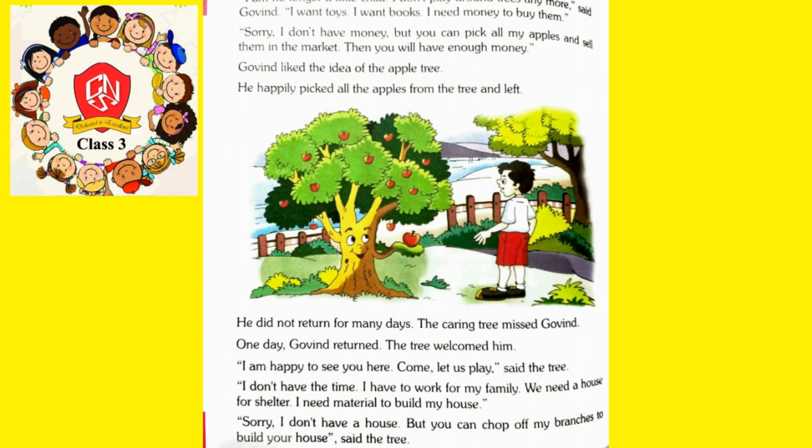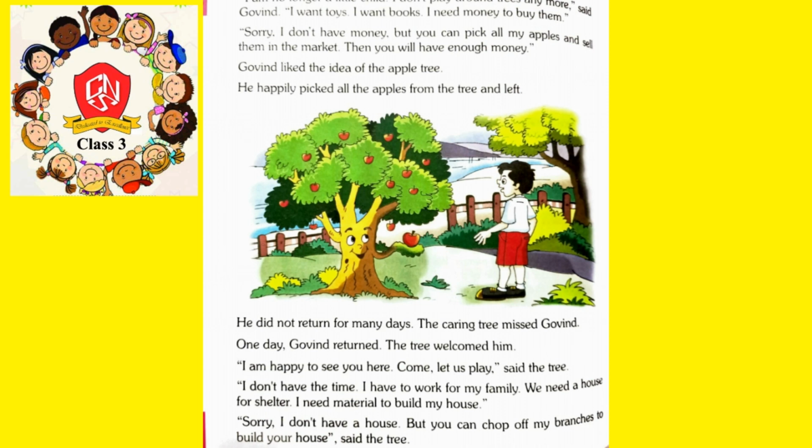So by that time, Govind was a quite grown up person actually. So he needed some wood to make a shelter. For that reason, he approached the big apple tree, and he told that he didn't have enough time to spend with the big apple tree, because he had to work for his family.